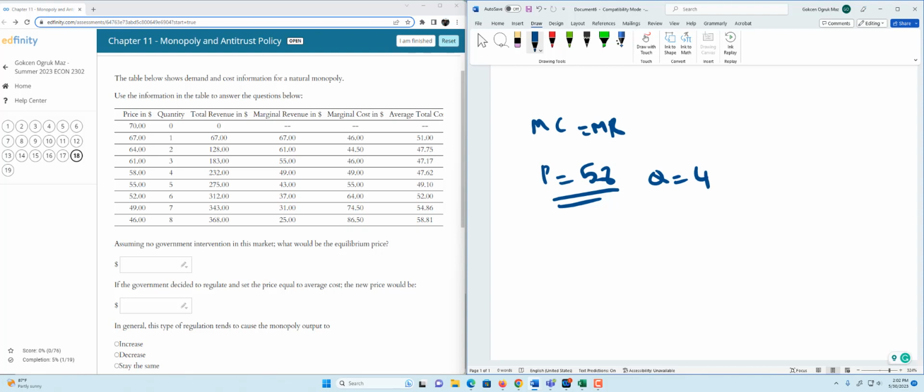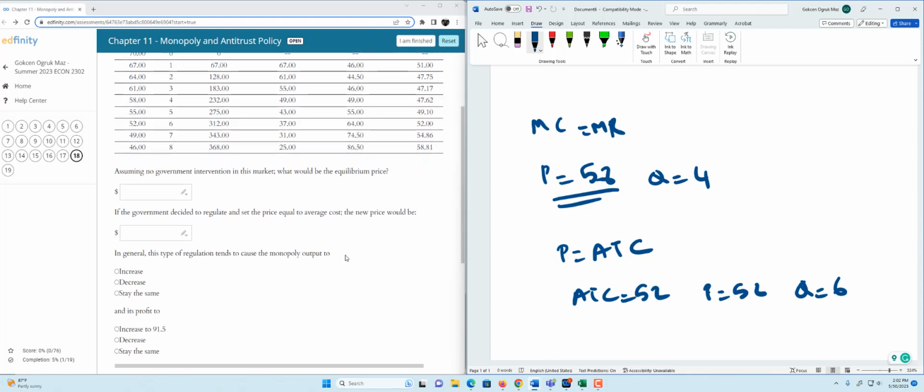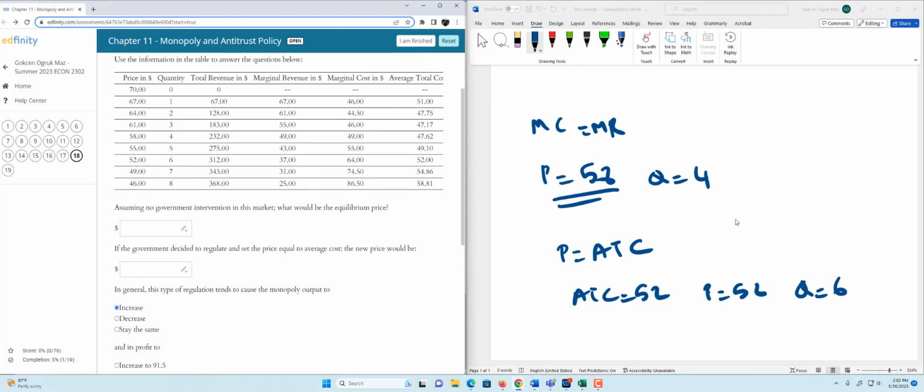If the government decided to regulate and to set the price equal to average cost, then we need to find where price equals ATC. And price equals ATC when ATC is $52, then the quantity is going to increase to 6 units. In general, this type of regulation tends to cause the monopoly output to increase. As you see, it was 4 before, now it's 6 units. And for profits, we need to see how much the profits have changed. Usually the profits are going to decrease.